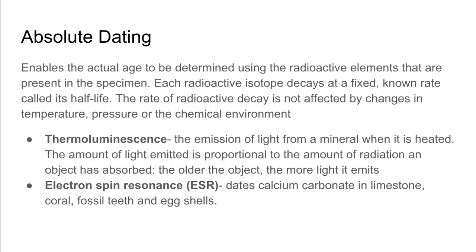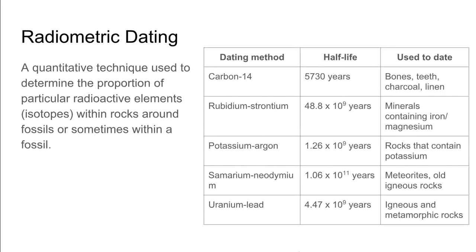One method is thermoluminescence, where we see the emission of light from a mineral when it's heated. The amount of light is proportional to the amount of radiation. The older the object, the more light it emits. We can date calcium carbonate in limestone, coral, fossil teeth and eggshells through electron spin resonance.